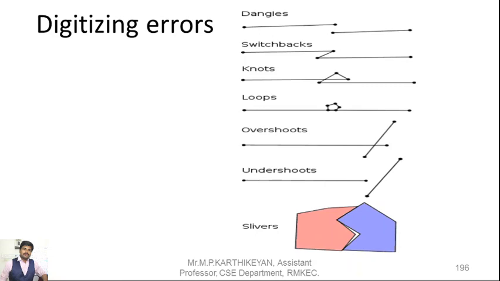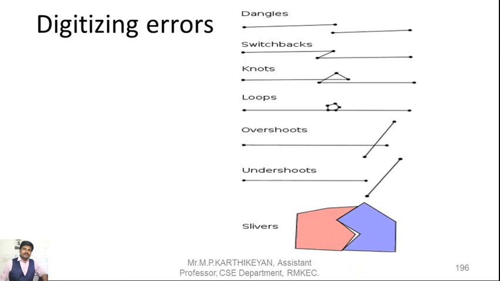These are the various types of errors which are possible in vector data structures. By means of topology, we are trying to resolve all these. These are called digitizing errors. The first one is dangles. Dangles are where two lines don't meet each other.